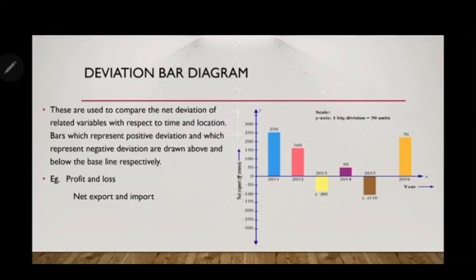Deviation bar diagram, another very important and interesting diagram, which is more or less like a simple bar diagram, but here along with positive values we also show negative values. For example, profit and loss, where profit is shown in the positive quadrant and loss is shown in the negative quadrant. Net exports and net imports, where net export is shown in the positive quadrant and net imports are shown in the negative quadrant.